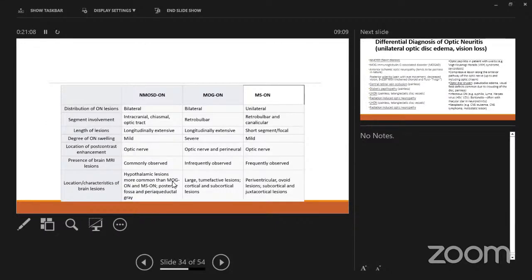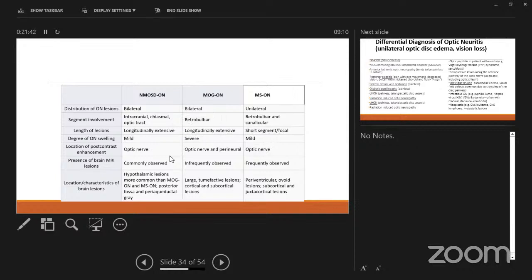So this is the criterion in the various forms: multiple sclerosis, neuromyelitis optica, then MOG, myelin oligodendrocyte glycoprotein associated. The distribution of lesions is generally unilateral in multiple sclerosis. Segment involvement in neuromyelitis optica can be intracranial, chiasmal, or optic tract. In MOG, it can be retrobulbar, and in multiple sclerosis, it can be retrobulbar and canalicular. The length of the lesion in multiple sclerosis is generally short and segmental, whereas in the other two forms it is longitudinal and extensive.